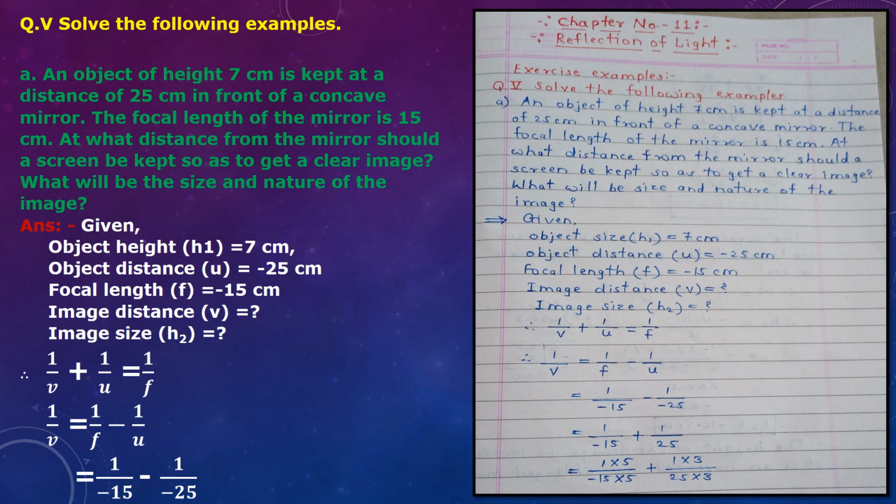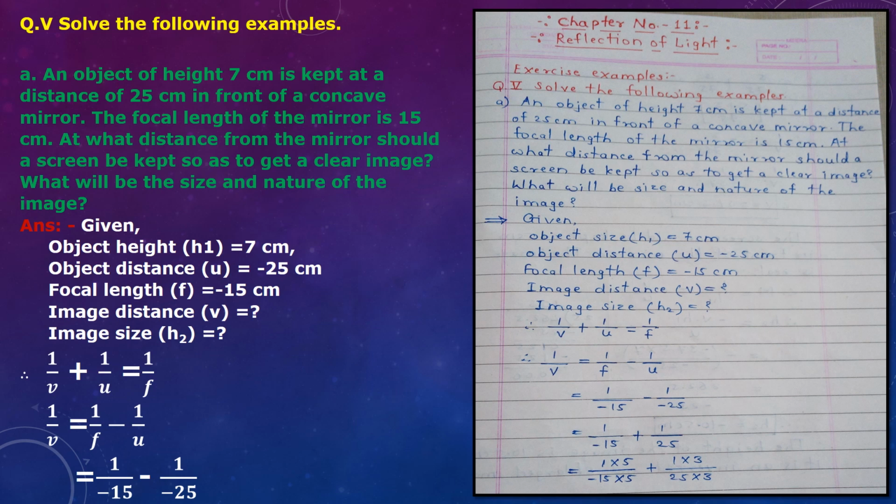So first of all we will write the given things. Object height is given, that is h1, that is 7 cm. Now here object distance is u, that is equal to negative 25 cm because it is always negative. Now focal length small f is equal to negative 15 cm. This focal length is for concave mirror and due to that it is coming negative. Now here we have to find out image distance, that is small v is equal to question mark, and image size, that is small h2 is equal to question mark.